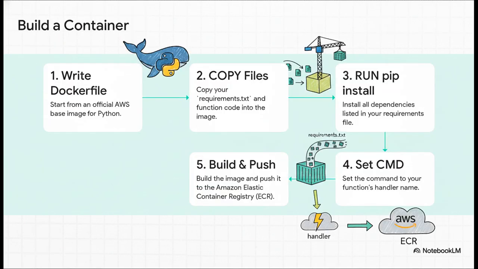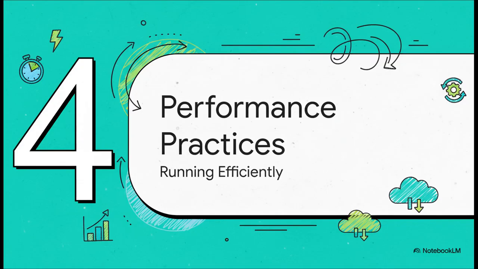The container approach, on the other hand, is all about the Dockerfile. You'll start from an official AWS base image, copy your code and your requirements.txt file in, run pip install inside the container, and then set the final command to point right to your handler. Once the image is built, you just push it up to Amazon's Elastic Container Registry, ECR, and you're good to go.